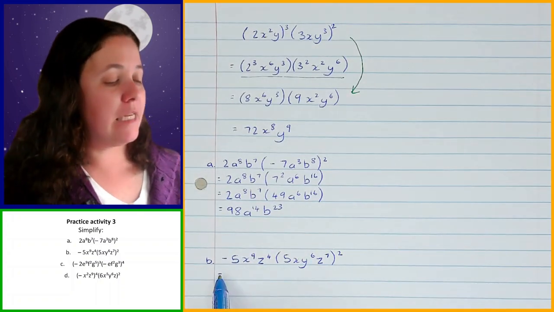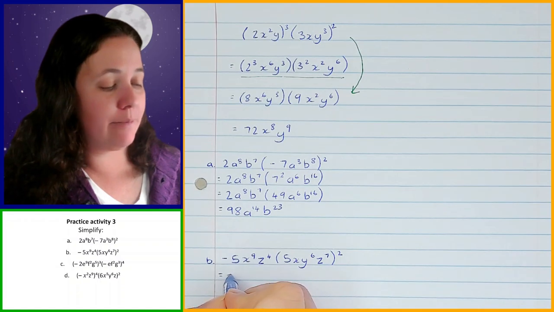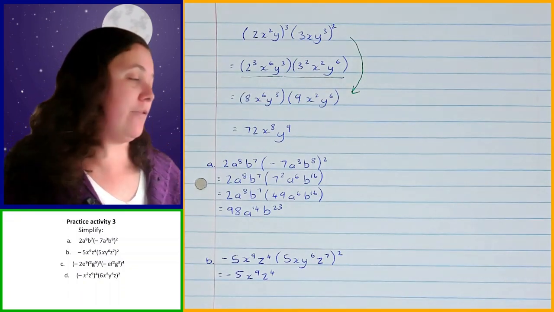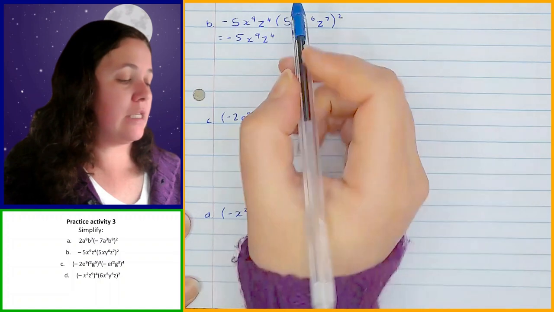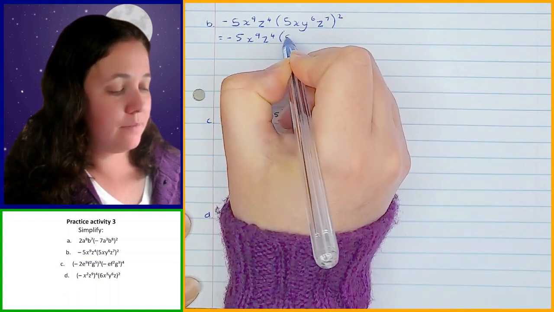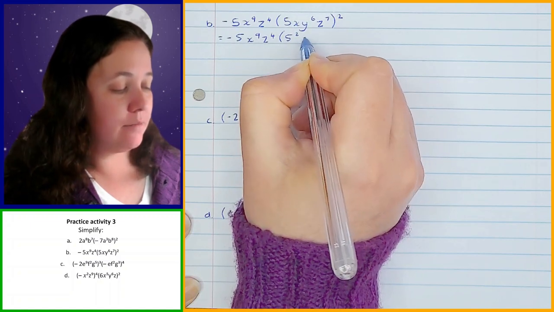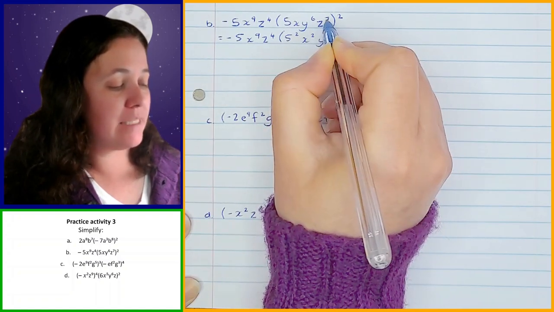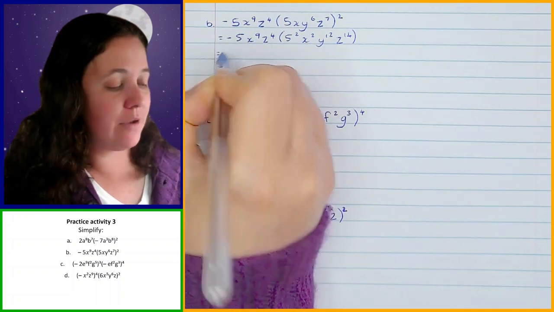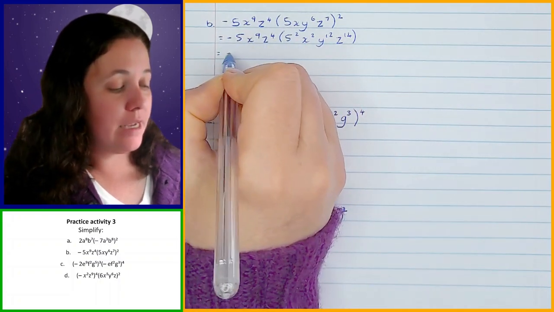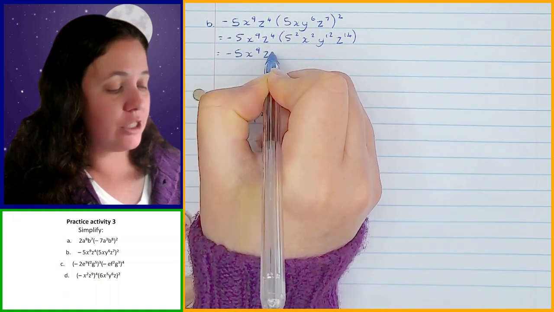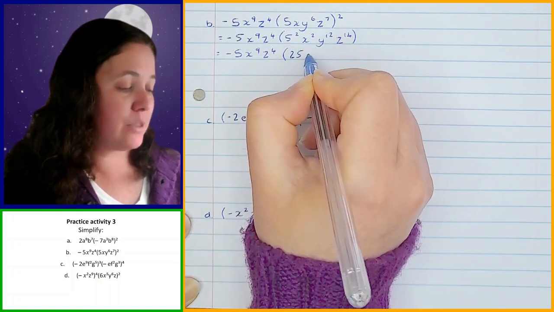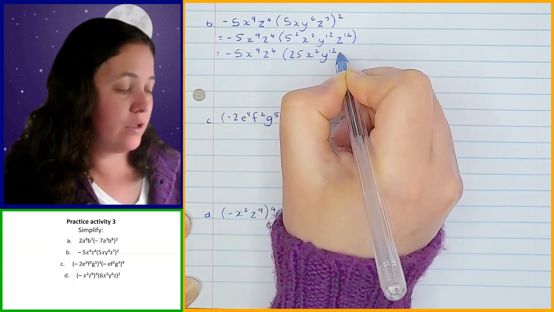Question B. Now, in this one, again, this is going to stay as it is for now, so I'm just going to keep writing that as it is. But then this over here, I need to simplify. So I've got 5 squared, and then I've got x squared, then I've got y to the power of 6 times 2 is 12, and then z to the power of 7 times 2 is 14. Okay, so now I'm going to simplify by multiplying. First of all, I need to simplify that, actually. So negative 5, x to the power of 9, z to the power of 4. And then in brackets, 5 squared is 25. And then x to the power of 2, y to the power of 12, z to the power of 14.